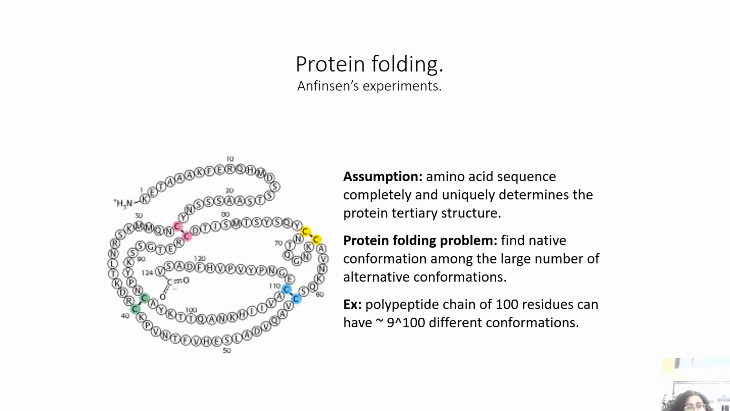Okay, so protein folding. If you know about Christian Anfinsen, in the case of Anfinsen's experiments, the assumption was that the amino acid sequence completely and uniquely determines the protein's tertiary structure. The protein folding problem is to find the native conformation among the large number of alternative conformations. A polypeptide chain of 100 residues can have 9 to the power 100 different conformations.